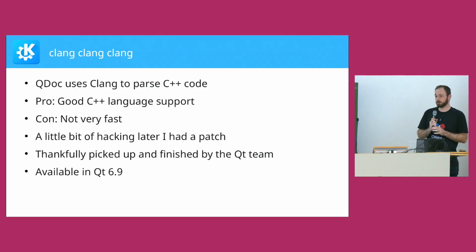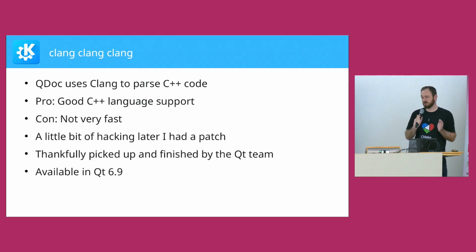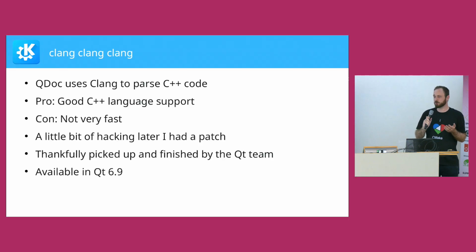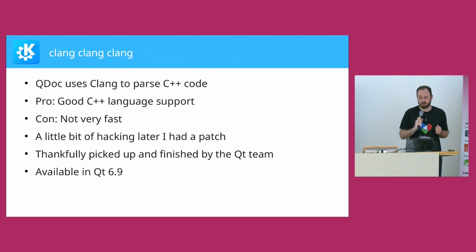So, QDoc internally for parsing and processing C++ code is using libclang. That is in many ways a very sensible choice, because that means QDoc has excellent support for all sorts of syntax things in C++. Slight downside to that is it means the parsing is not very fast, because Clang is, for this case at least, probably more precise than it has to be. But overall, sensible architecture on the QDoc side.